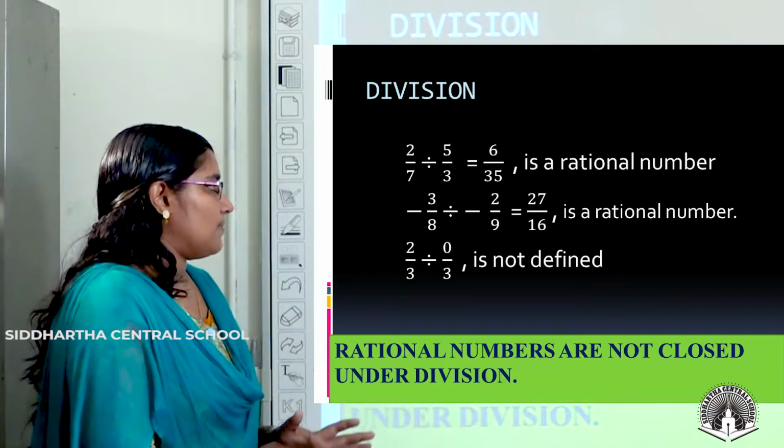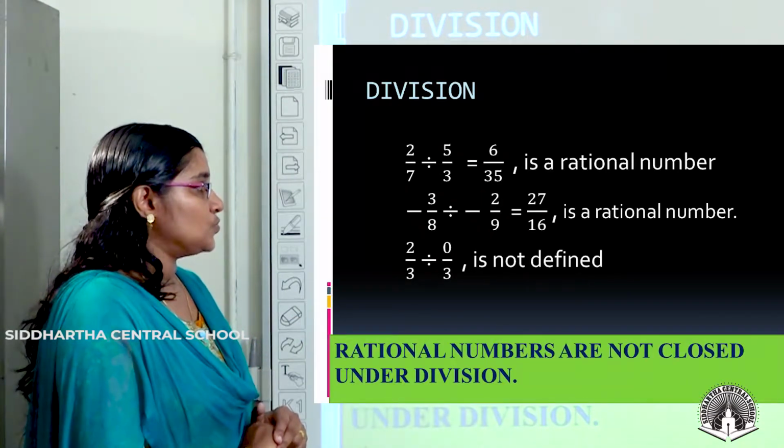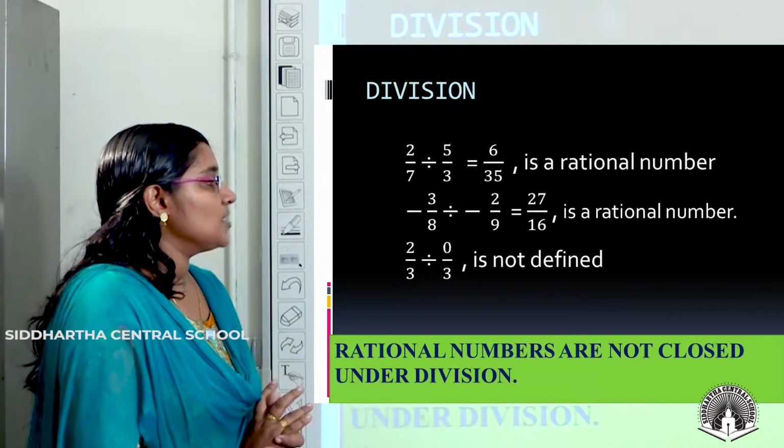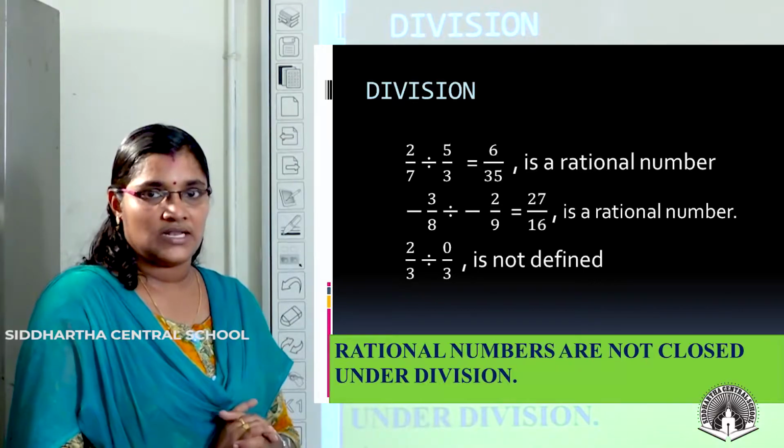Then one more example, minus 3 by 8 divided by minus 2 by 9. The answer is 27 by 16. That is also a rational number.